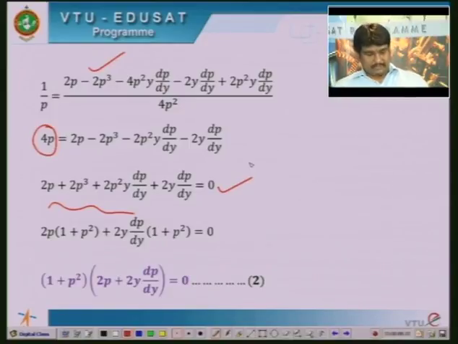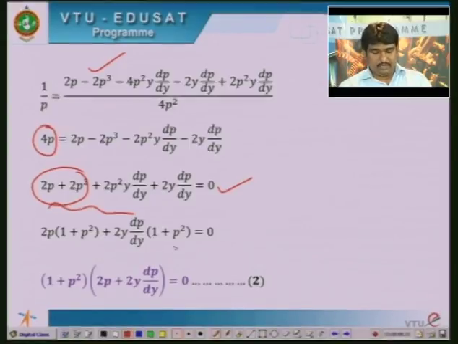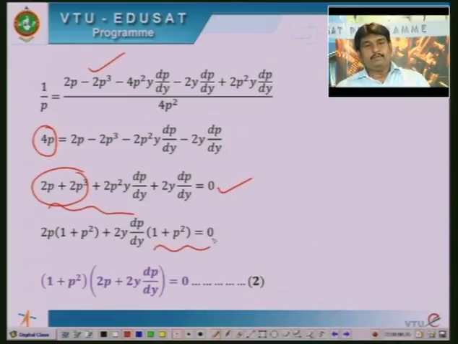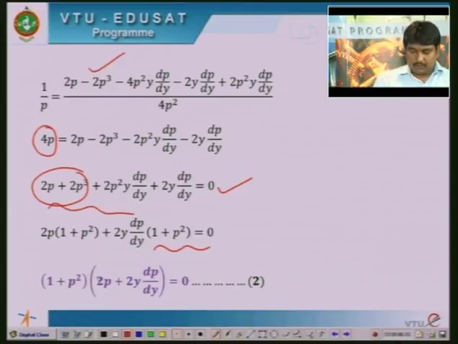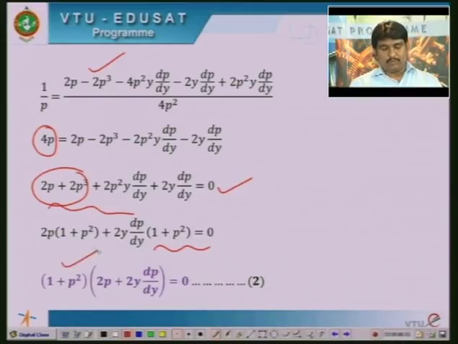Now try to factorize this. From the first two terms, if you take 2p outside, it will be 1 plus p square. In the next two terms, 2y and dp by dy are common. If you take 2y dp by dy outside, it will be 2y dp by dy into 1 plus p square. So 1 plus p square is common in both the terms. Take it out: 1 plus p square into the remaining terms, 2p plus 2y dp by dy equals 0.